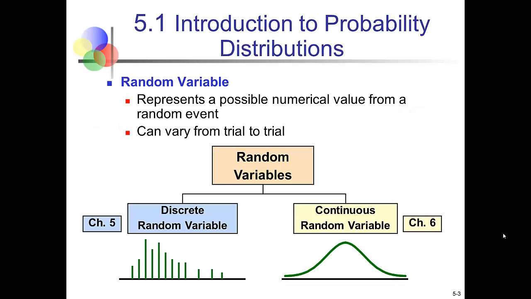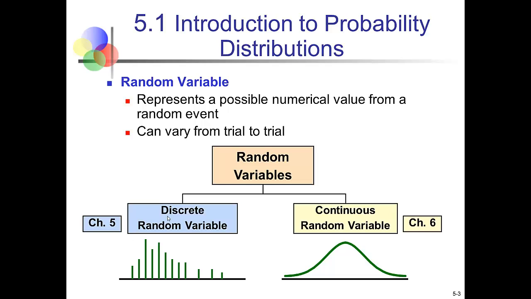So what is a random variable? The book defines a random variable as a variable that takes on different numerical values based on chance. It's a variable, so it can vary from experiment to experiment. The variable itself represents the possible numerical values that we could get from a random event.